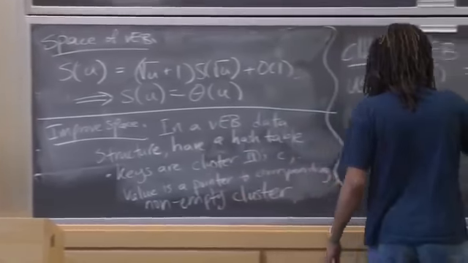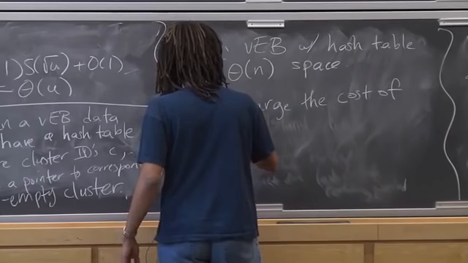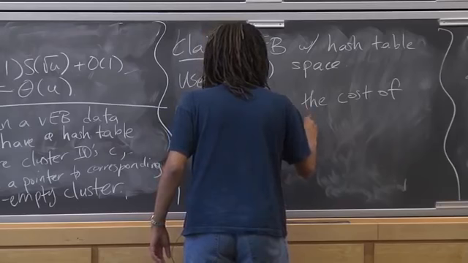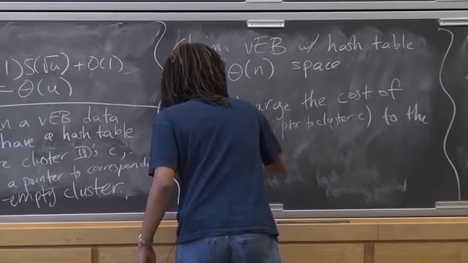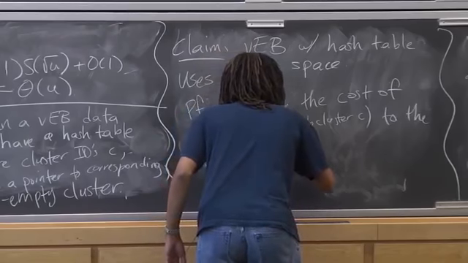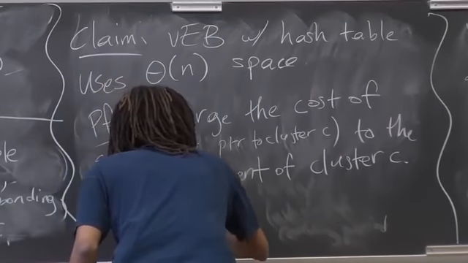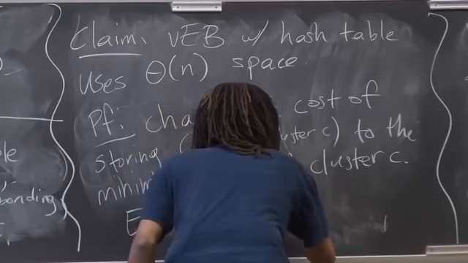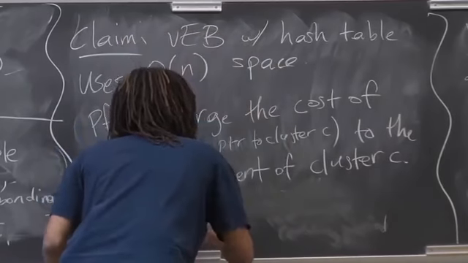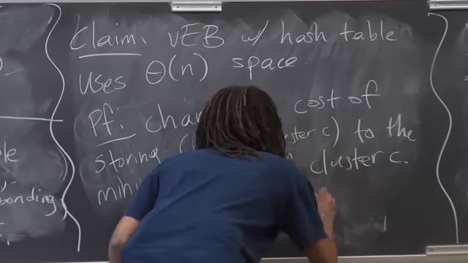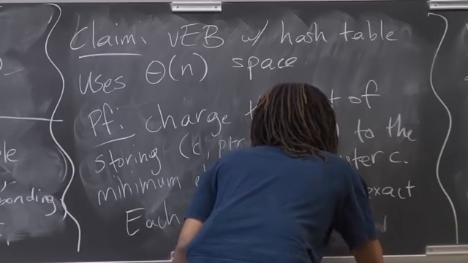So charge the cost of storing the pointer to cluster C to the minimum element of cluster C. Each minimum is charged. So each item in this set, let's say each x in S actually, is charged exactly once.